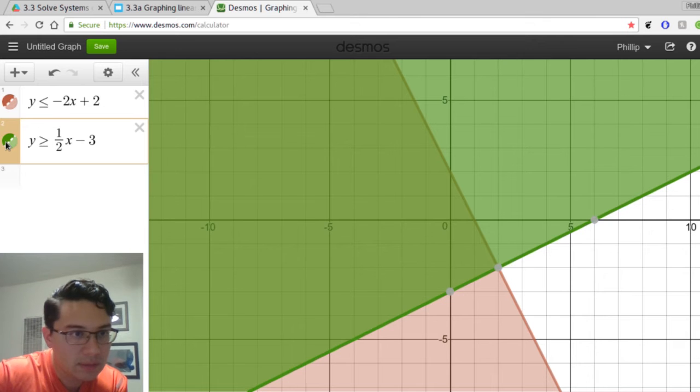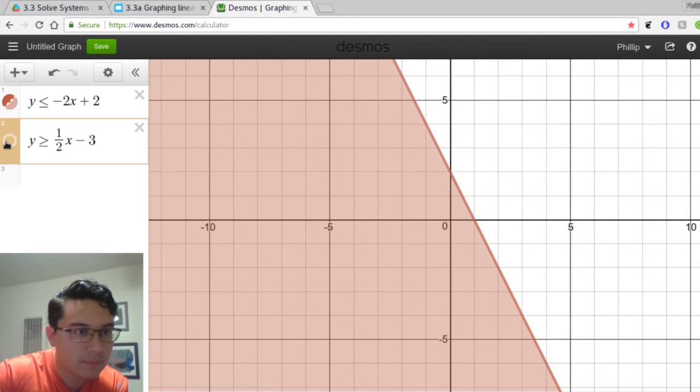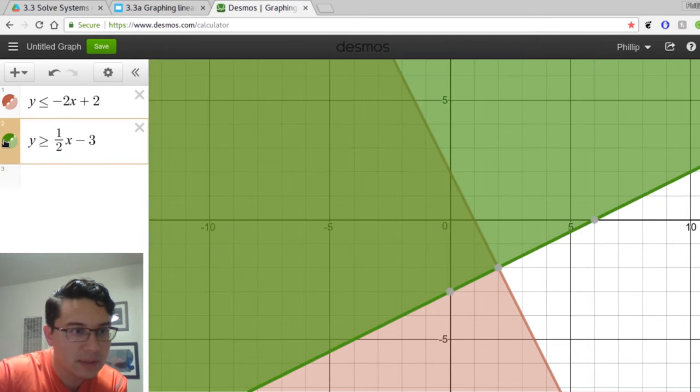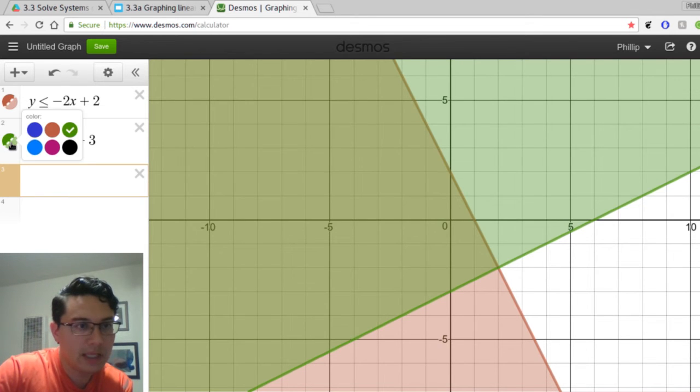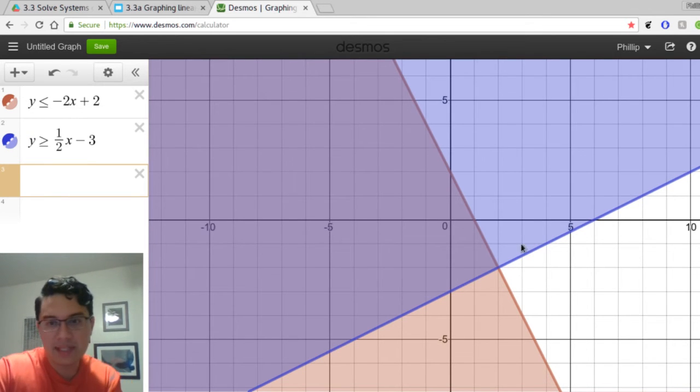Let's see if I can. It's not letting me change the color. Hold on just a second. Let me see if I can get the color to change here. It's fighting me for some reason. There we go. That stands out a bit better.